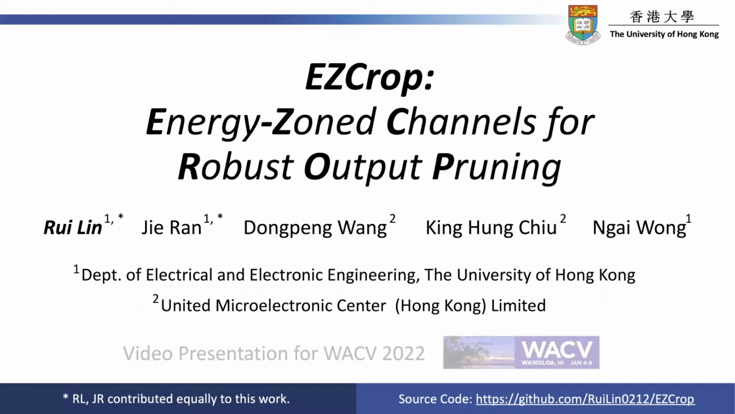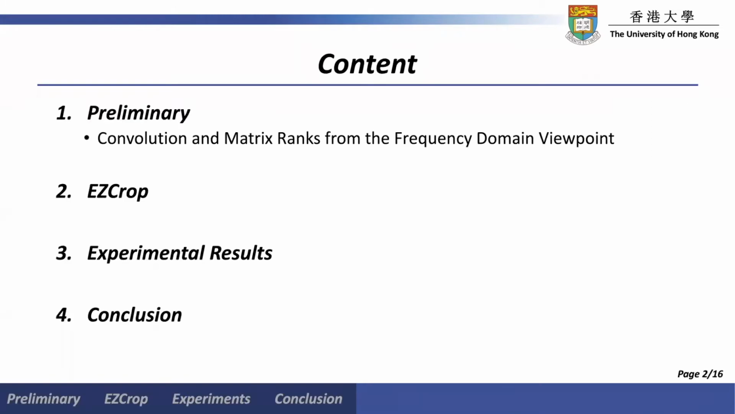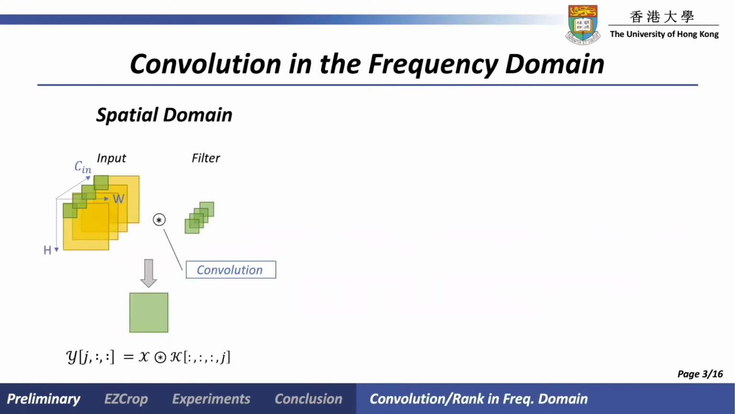Hi everybody, I'm Jiran, and I will introduce our work EZCrop: Energy Zoned Channels for Robust Output Pruning. The source code is available on GitHub as shown in the lower right corner. My talk will be in 4 parts, including the preliminary, our proposed EZCrop, experiment results, and towards the end, a conclusion of this work. Let's go over the convolution in the spatial domain first.